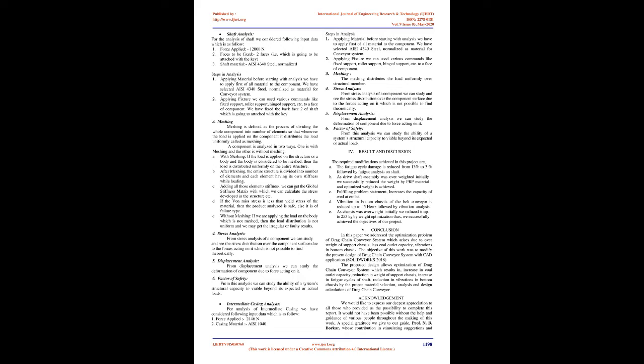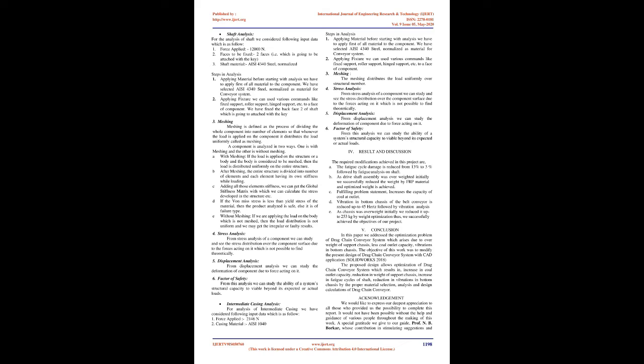A. With meshing, if the load is applied on the structure or a body and the body is considered to be meshed, then the load is distributed uniformly on the entire structure. B. After meshing, the entire structure is divided into a number of elements, each element having its own stiffness while loading. C. Adding all those elements' stiffness, we can get the global stiffness matrix with which we can calculate the stress developed in the structure, etc.